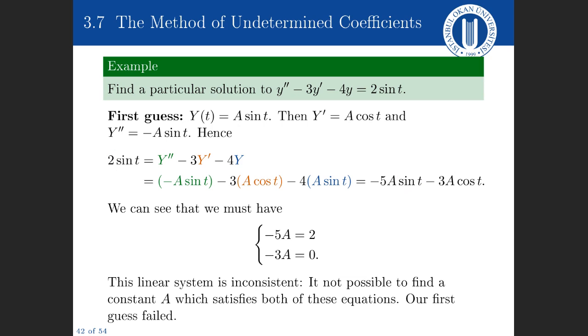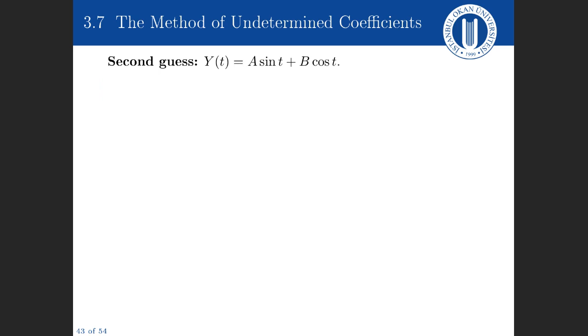Why did it fail? It failed because when we differentiate sine, we introduce cos into the equation. We need a better guess. For the second guess, let's suppose we start with both sine and cos. Let's suppose our particular solution is a sine t plus b cos t.